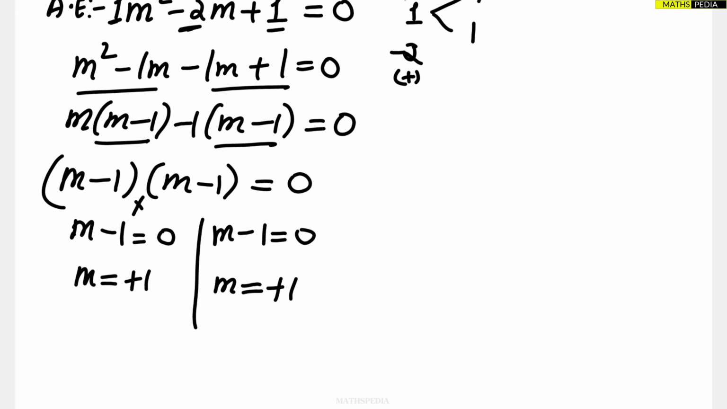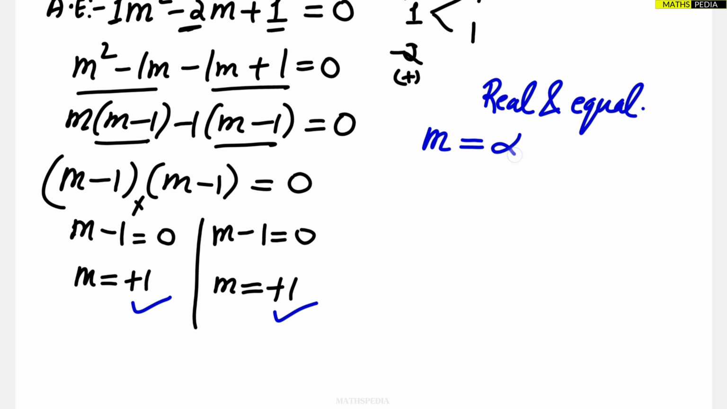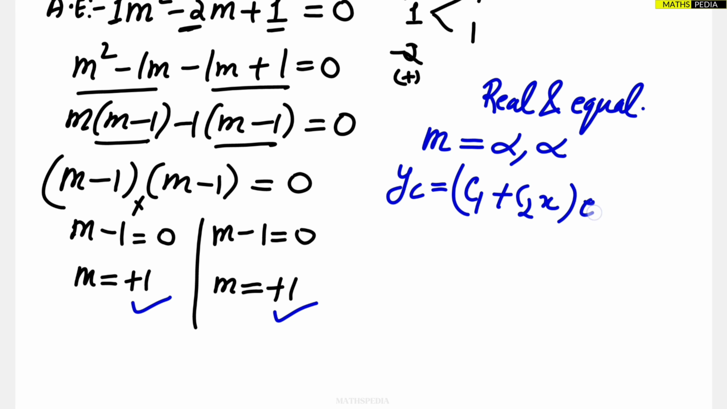So you can write the yc value as what? See, already we have discussed both the values are the same, equal. So it comes under the category of real and equal roots. Suppose m is equal to alpha and another value is also alpha, both are equal. Then yc can be written as what? C1 plus C2x into e power alpha x.